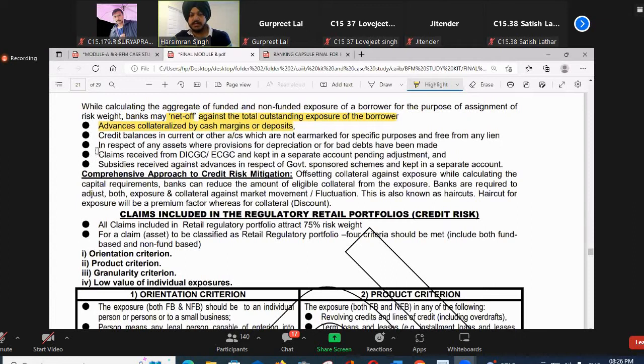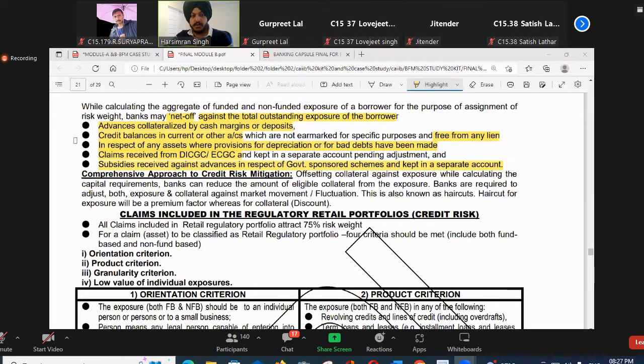So any exposure minus any advances which are collateralized by cash margin or deposits, any credit balance in current account which is free from lien, in respect to any assets where provisions for depreciation or bad debts have already been made, where you have already made an NPA provision, then any claim that is received by DICGC or ECGC, then any subsidy that you have received against advances from the government in case of government sponsored accounts schemes.